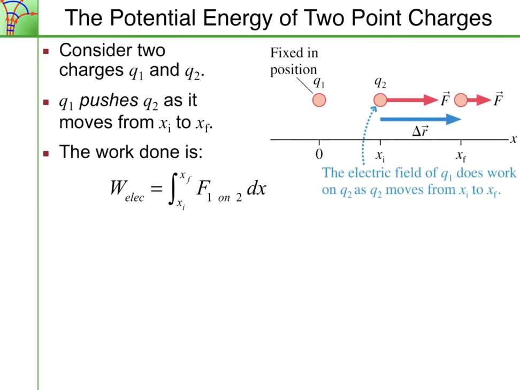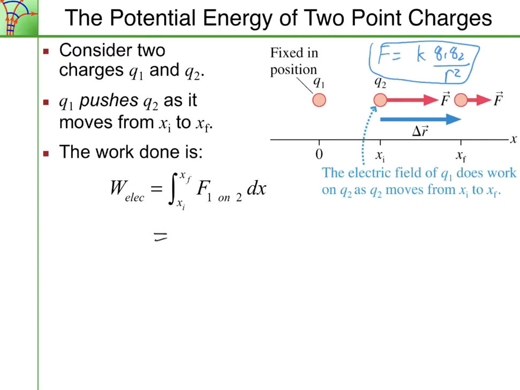I would like to do this for two charges, Q1 and Q2, separated by a distance. We'll keep Q1 fixed, and Q2 is going to be at x initial, and we're going to move Q2 from x initial to x final. And remember what the force between Q1 and Q2 is. It's the electric force, K Q1 Q2 over R squared. We're going to use that to calculate the work done as it moves, because as it gets further away, the force gets weaker. So I can calculate the work done in this case.